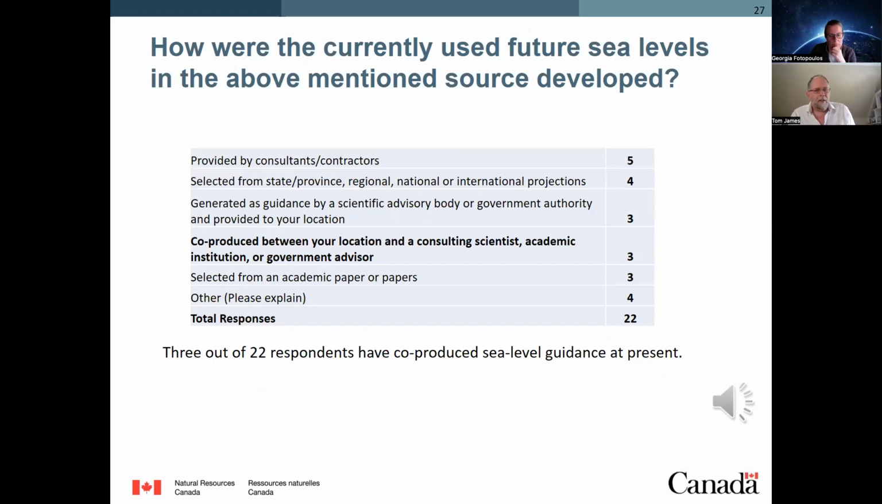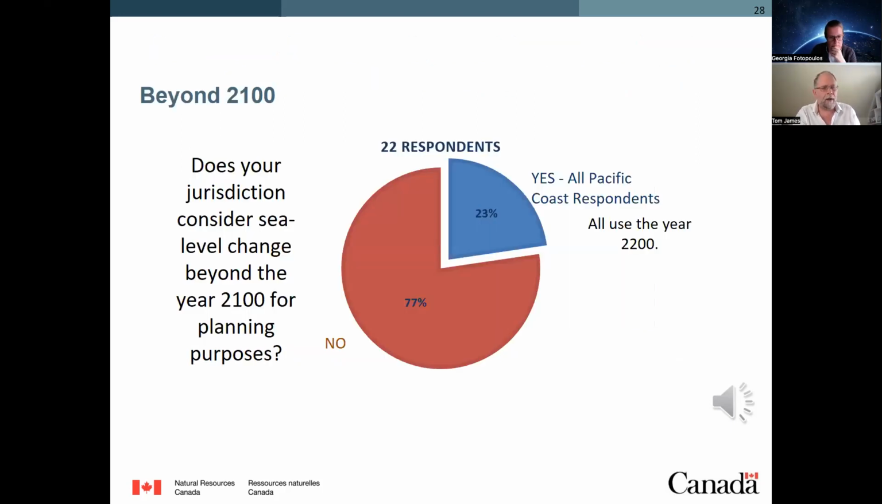We were interested in whether the guidance had been co-produced between the stakeholder or practitioner and the scientific authority. The reason we were asking this question is we were curious as to the degree to which the guidance was usable and consistent with the needs of the practitioner. We found that a relatively low number, shown in bold here, was co-produced. We hope that through this process we'll increase the percentage of jurisdictions that report that their guidance is co-produced.